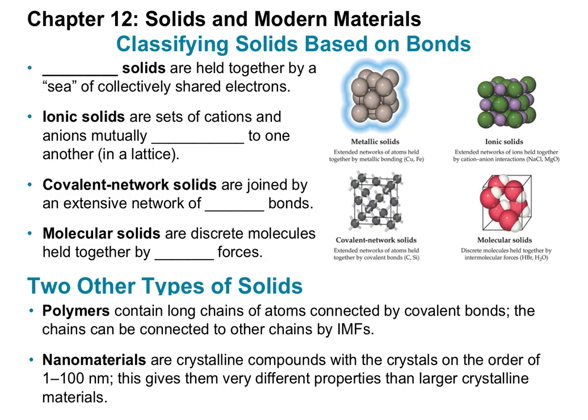Chapter 12 is all about solids and modern materials. Now, this chapter does go really deep into something called unit cells and lots of different types of solids, but we're really just going to focus on the basics and we'll just touch on some modern materials at the end since they're pretty cool.